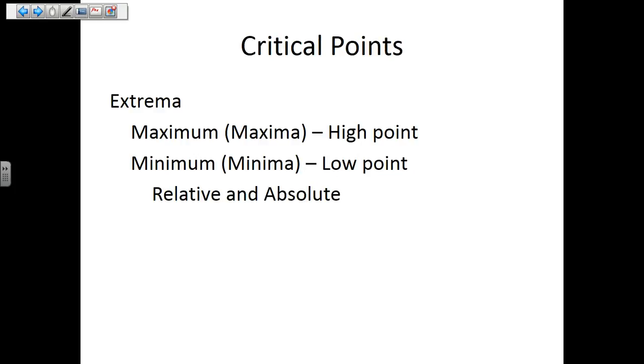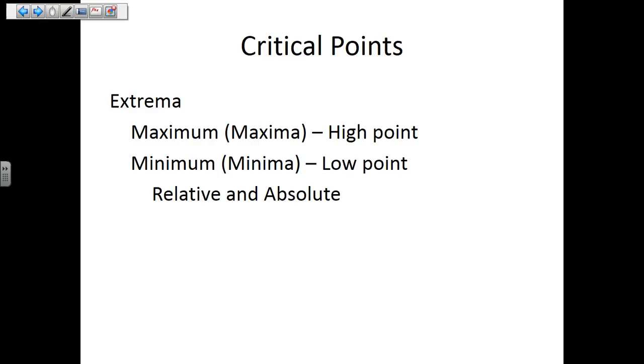Now we have two types of critical points. We have extrema. Now those are separated into two types, maxima and minima. Now when I'm using the ma, that's our plural. A point can be a maximum point, but when we talk about several of them, that's called a maxima. That's a high point in our graph. That's a top of a hill.